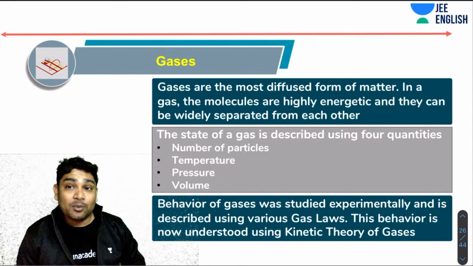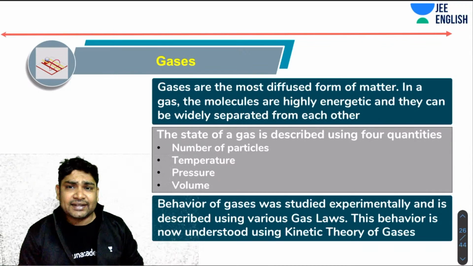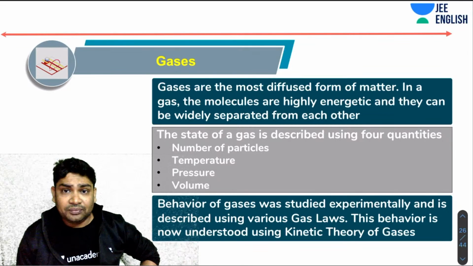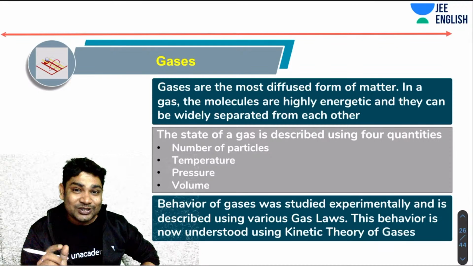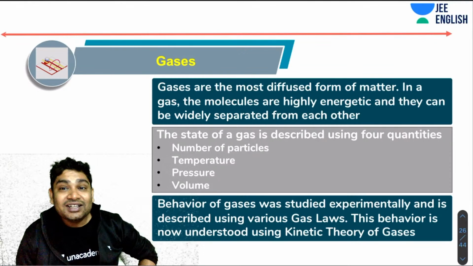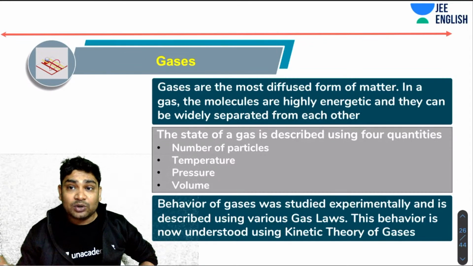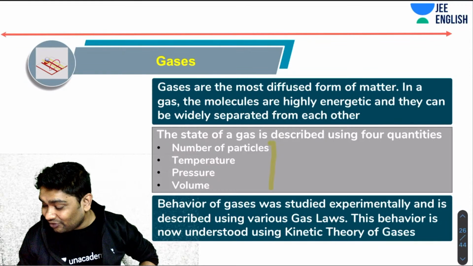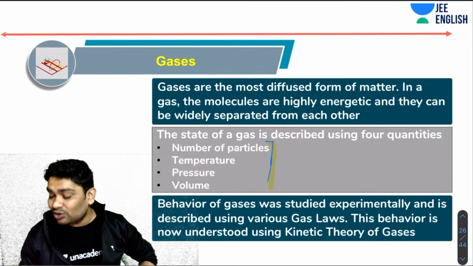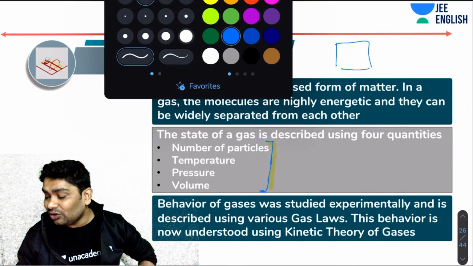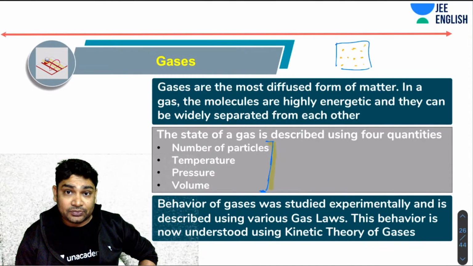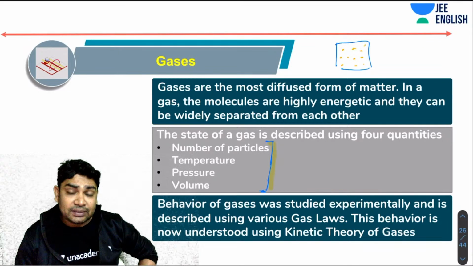So gases, we know, are the most diffuse form of matter. In a gas, molecules are highly energetic and they are widely separated from each other, so they have hardly any interaction with each other. The volume of the molecules is negligible compared to the entire volume that they occupy. Now, the state of a gas can usually be described using four quantities. When we talk about states of matter, for a gas, imagine there is a gas in a container, and if you want to talk about what it is doing, what its characteristics are, all its properties can be characterized using four things: number of particles, the temperature, the pressure, and the volume.